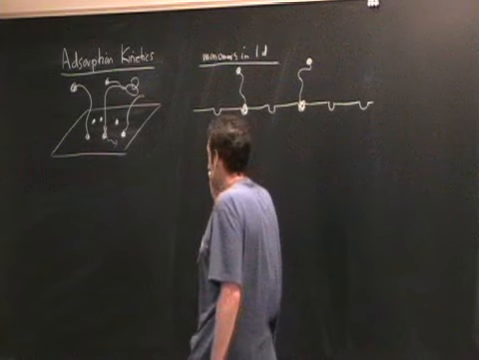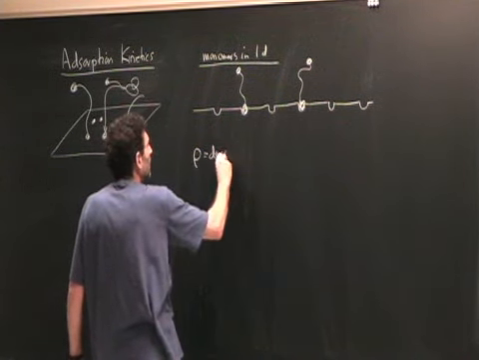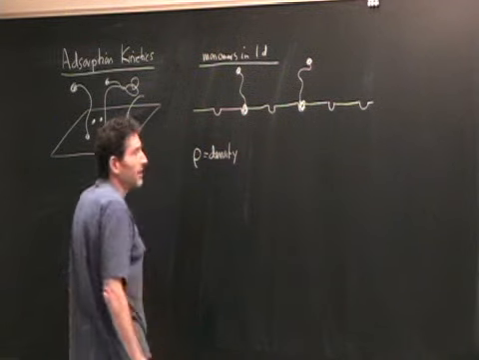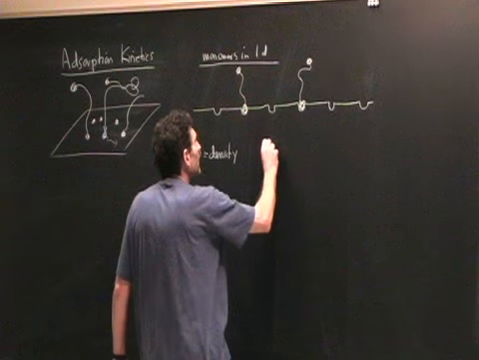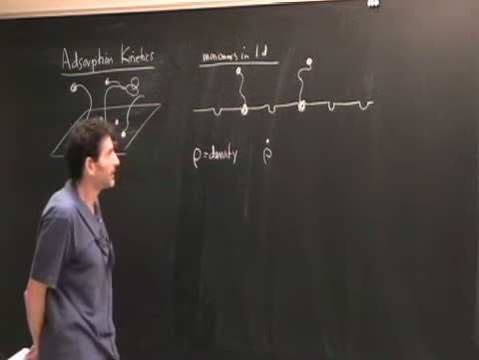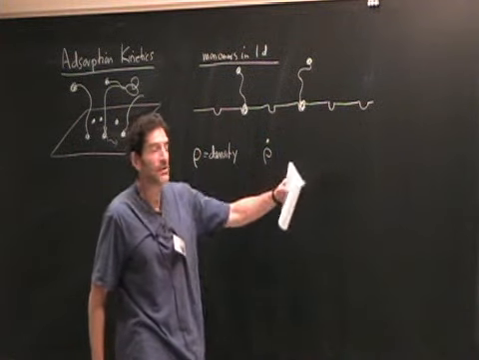And so for monomers in 1D, we can write rho, which is the density, and we can write a rate equation for how the density changes with time. And basically, rho dot, the time derivative of the density, will increase at a rate which is proportional to the density of vacancies.